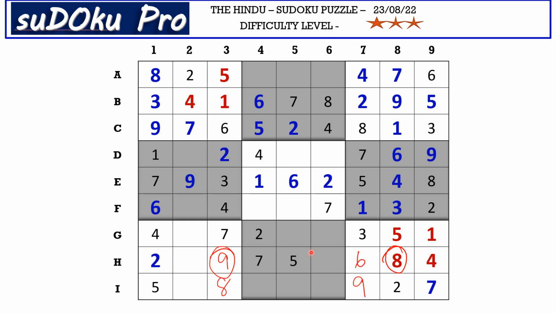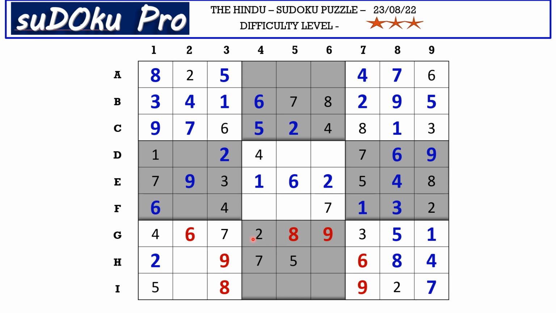Let's try to fill G row. There are 3 empty cells and the missing numbers are 6, 8 and 9. This 8 and 9 blocks this cell. So 8 and 9 goes in these 2 cells. There is 8 blocking from column 6. So G6 takes 9 and G5 takes 8 and G2 takes 6.